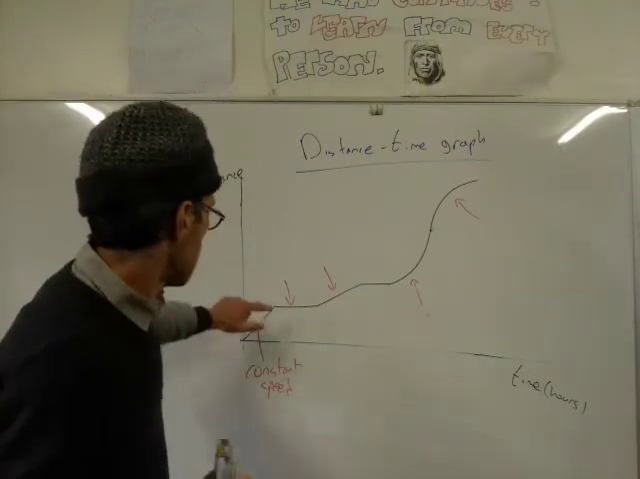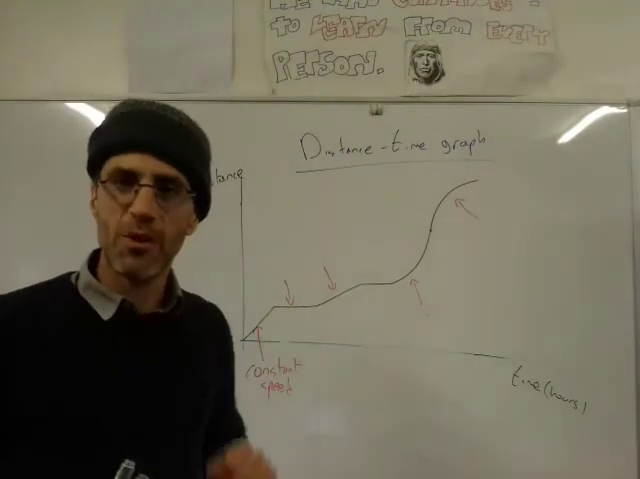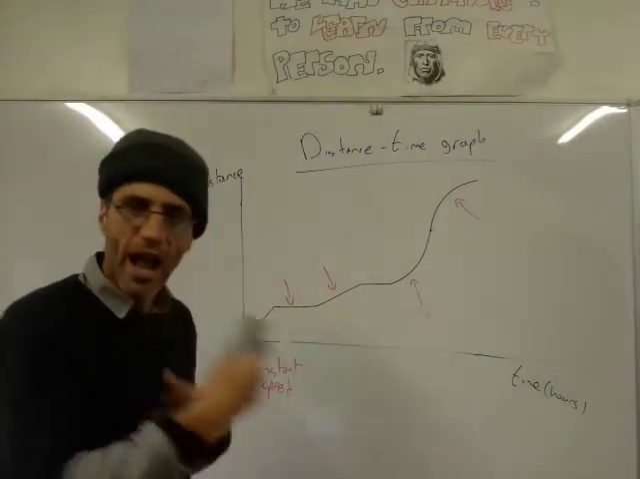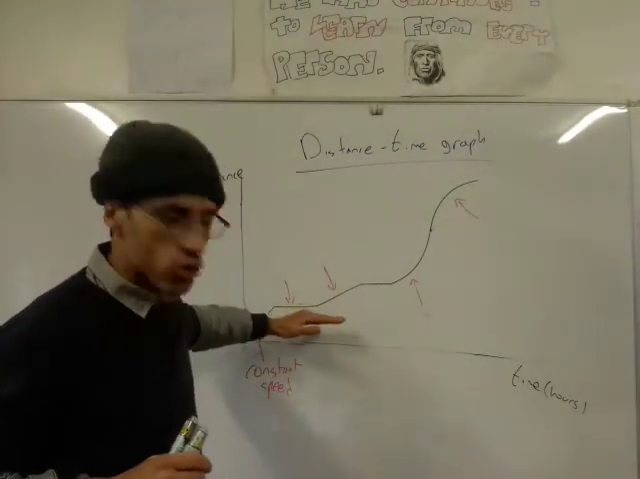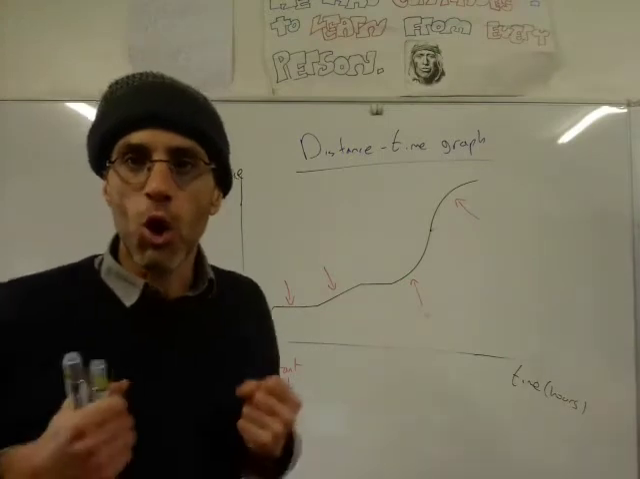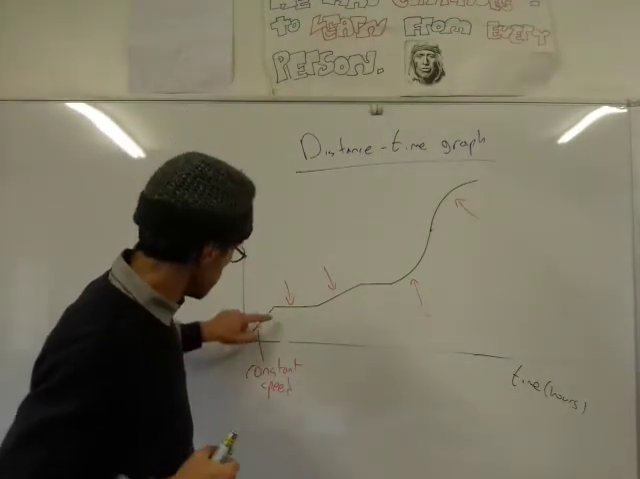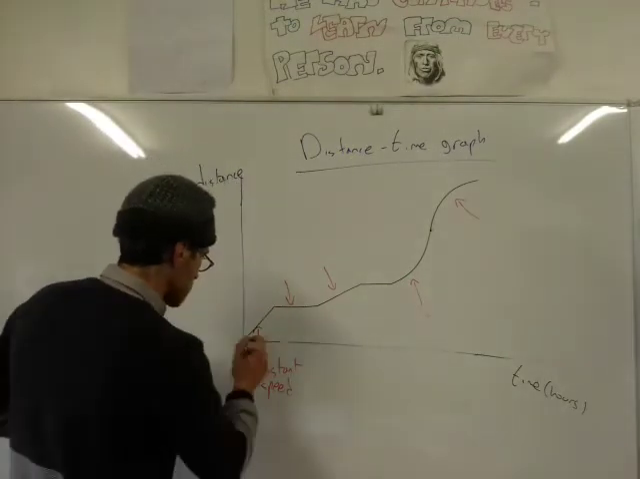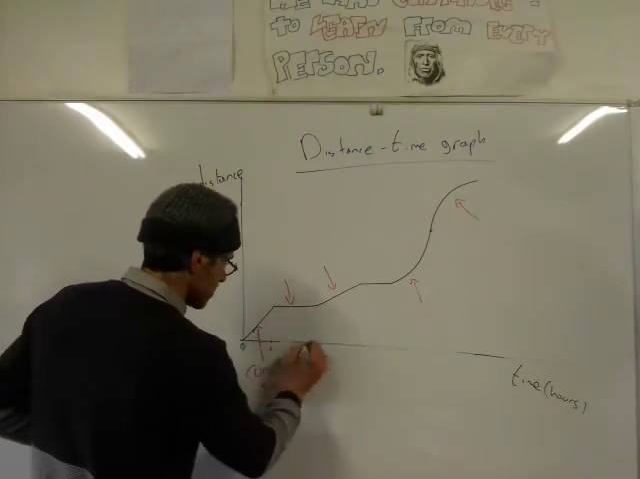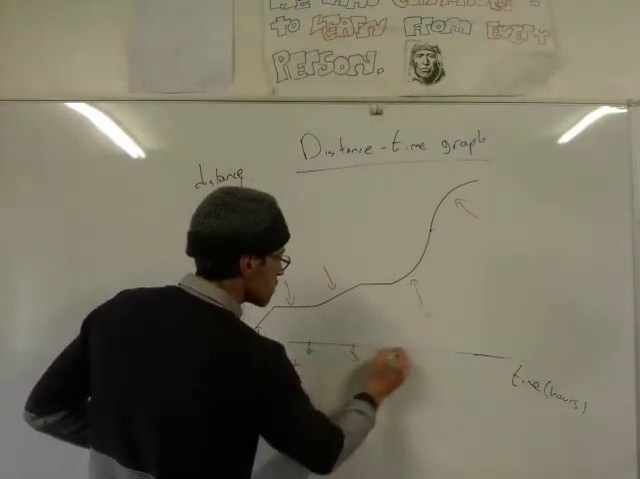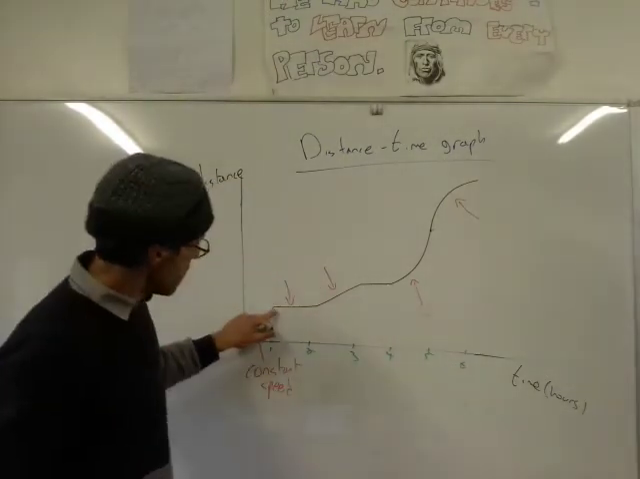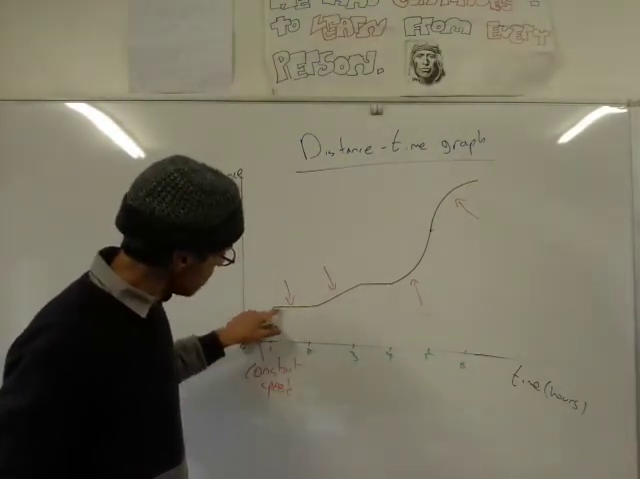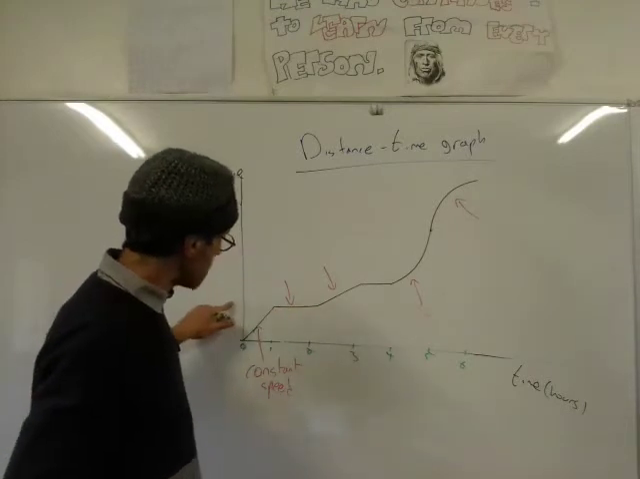Now, next we have another straight line, but this is now a horizontal line. I'll add these things at the end so you can make your notes at the end. What does a horizontal line mean? Have a look at this. Let's put some numbers. So this is 0. This is after 1 hour. This is 2. This is 3. This is 4. This is 5. And this is 6.